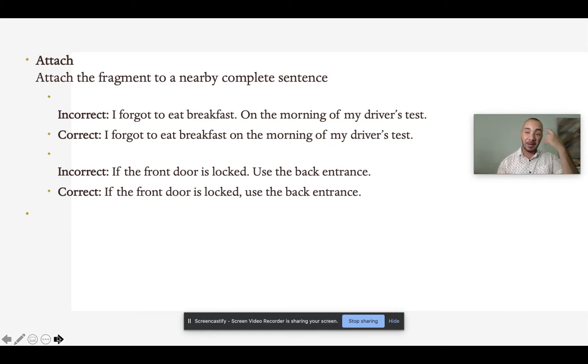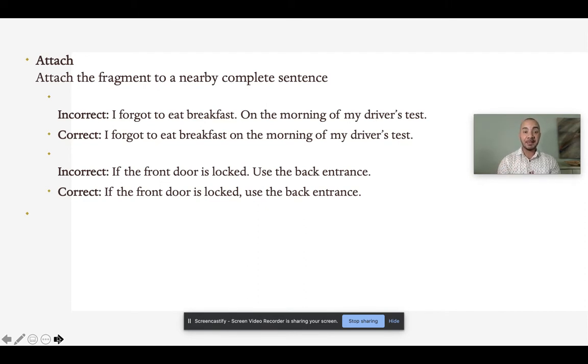Most often when we write sentence fragments, we're writing them in paragraphs, and what's happening is that we're accidentally separating one part of a sentence from another. So let's look at some incorrect examples and then look at how to correct them. An incorrect example would be, "I forgot to eat breakfast. On the morning of my driver's test."